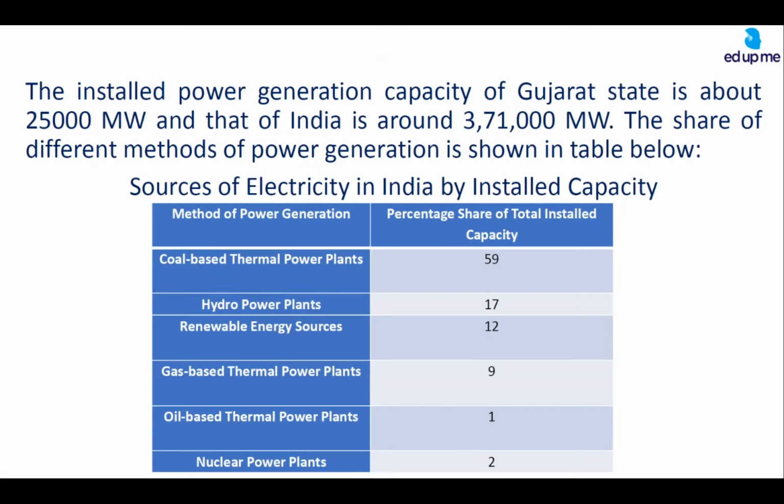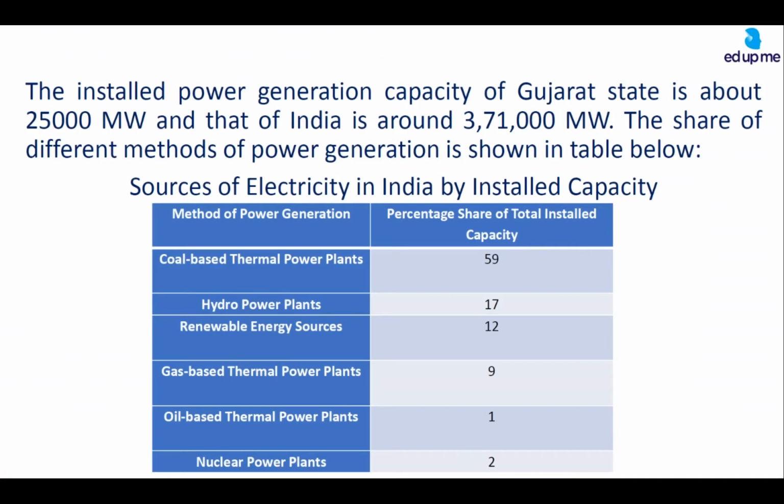Just to give you an idea, these are the figures of power generation. In Gujarat state, about 25,000 megawatt of power is produced. And the figure in India is some 371,000 megawatt.